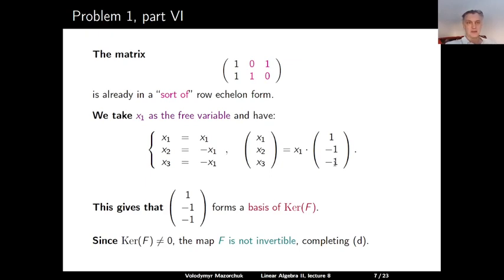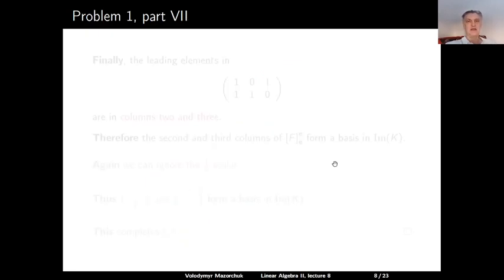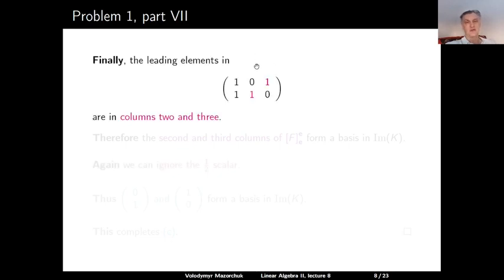So we are almost done, but we still need a basis in the image of f. For this, we look at our matrix of f in the standard basis and our leading elements, which are for the first row in column 3 and for the second row in column 2. So therefore, this means that the corresponding columns form a basis in the image of our linear map f.